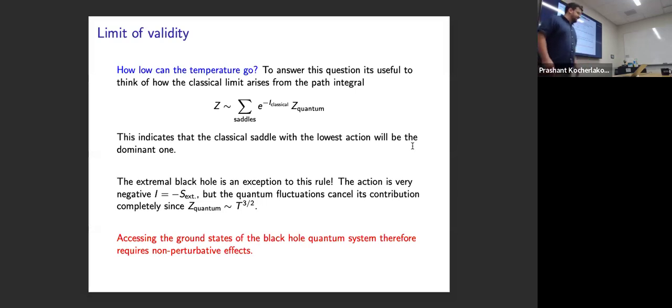So what is the limit of validity of this analysis? To answer this, it's useful to think about the classical limit and how it arises from the path integral.